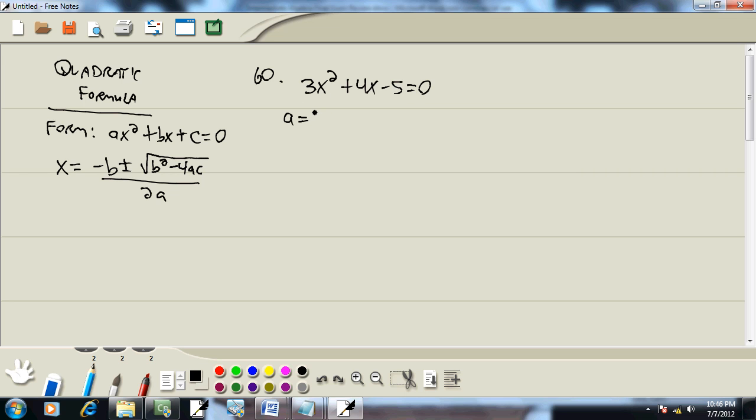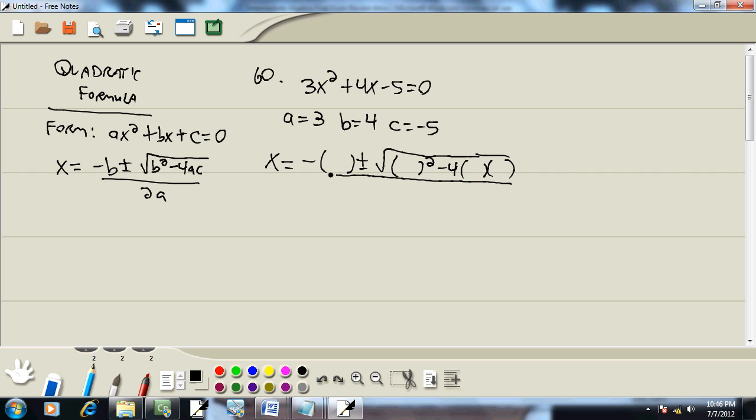A is the number before the x squared, which is 3. B is the number before the x, which is 4. And c is your number at the end, which is negative 5. Now, I always tell people to go through and put parentheses where your variables are before you start plugging everything in, especially if you mess up on signs. If you don't mess up on signs, then it's probably not so critical.